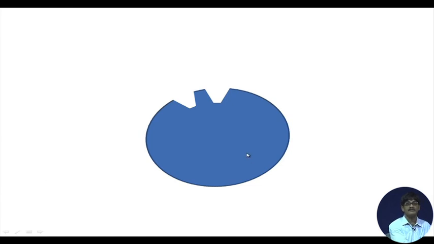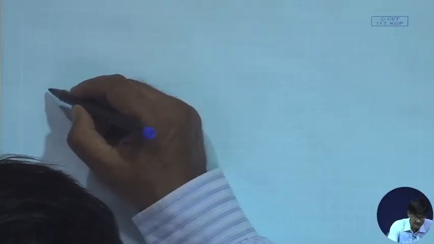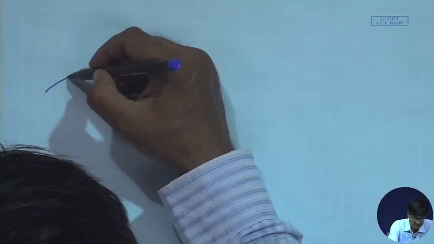This tooth space, does it depend upon the number of teeth you are cutting? If it does not, we can use the same cutter for all the gears belonging to a particular module. Why? Because if you have a look at this piece of paper, let's draw a particular gear tooth.